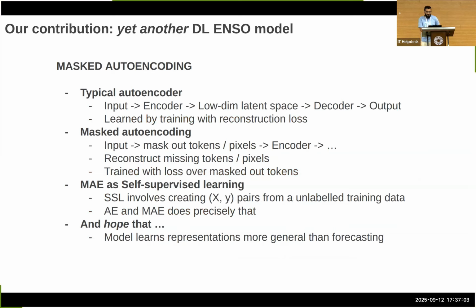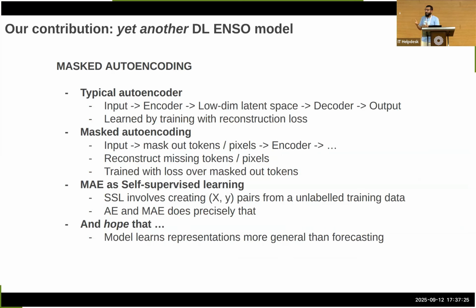Let me just quickly explain what masked autoencoding is. A typical autoencoder is something where you have an input image, you have a bottleneck, you compress your input image, and then you decompress it to reconstruct the input image. And the task is that you should be able to get back your input image in spite of having an information bottleneck in between.